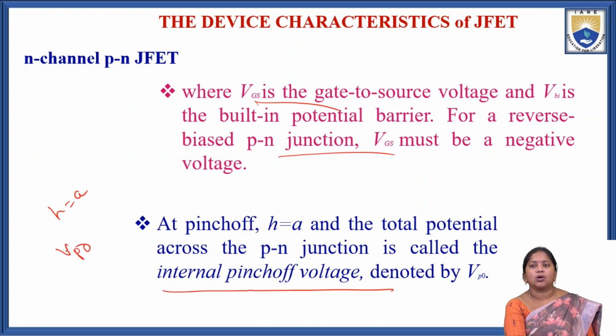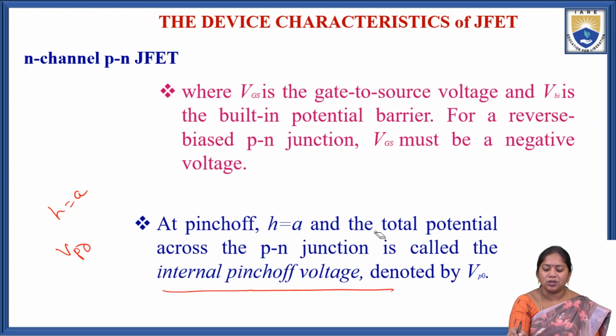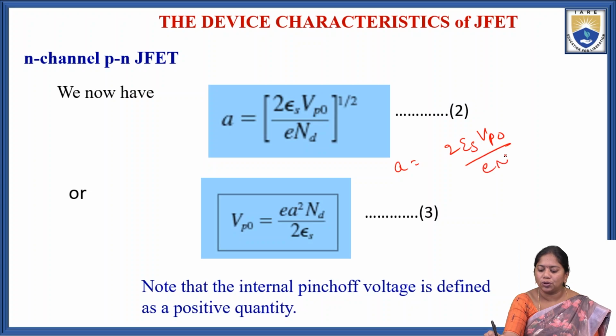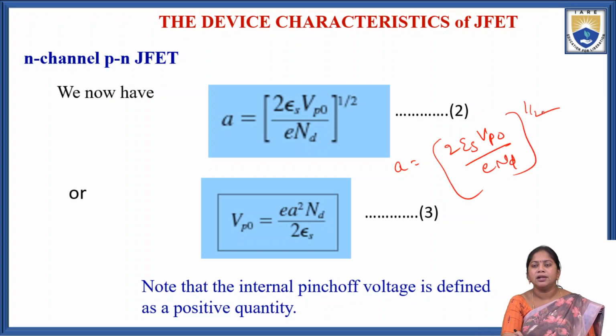So at the pinch off condition, h equals a, and the total potential across the PN junction is called the internal pinch off voltage. Here the internal pinch off voltage is denoted by Vp0. So we now have a equal to (2 epsilon_s Vp0 / (e Nd)) to the power of 1/2, where Vp0 is the internal pinch off voltage.